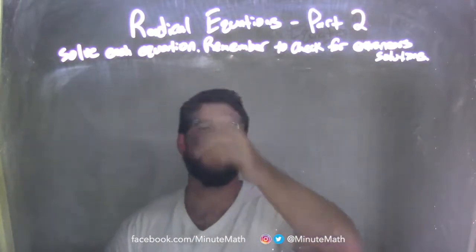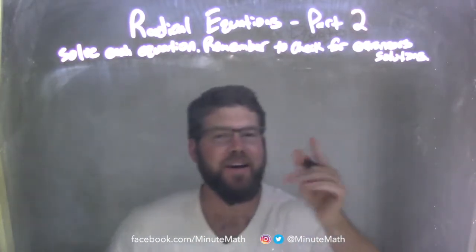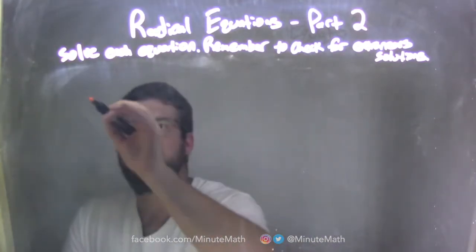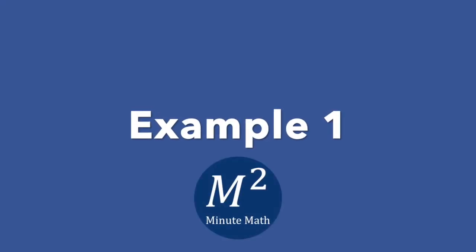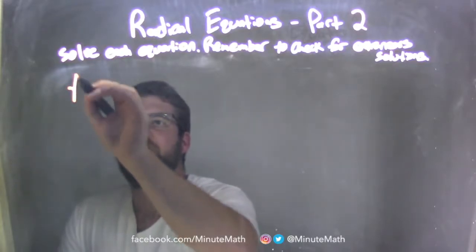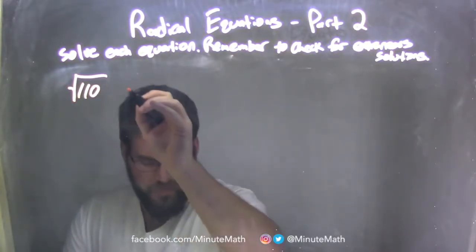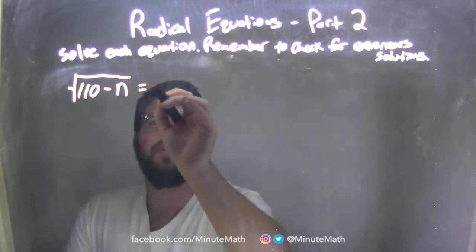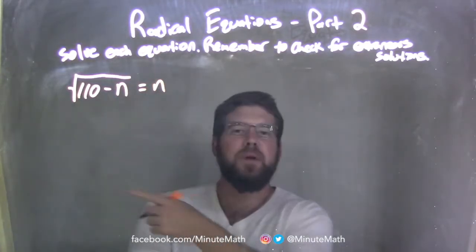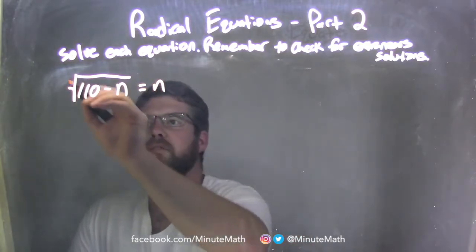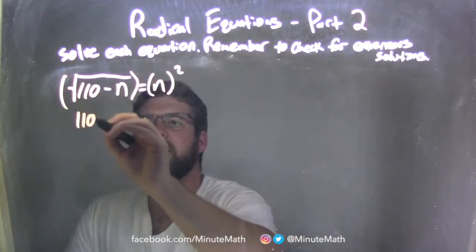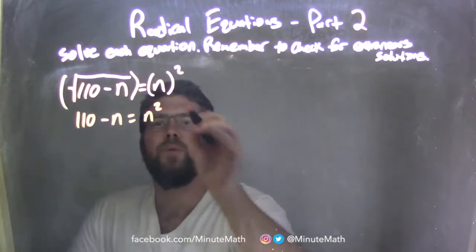Today we're going to learn about radical equations. We're going to solve each equation and remember to check for extraneous solutions. So, if I was given this equation, the square root of 110 minus n, with the square root going over all of it, equals n. Well, I want to eliminate the square root, so I'm going to square both sides. In squaring both sides, I'm left with 110 minus n equals n squared.